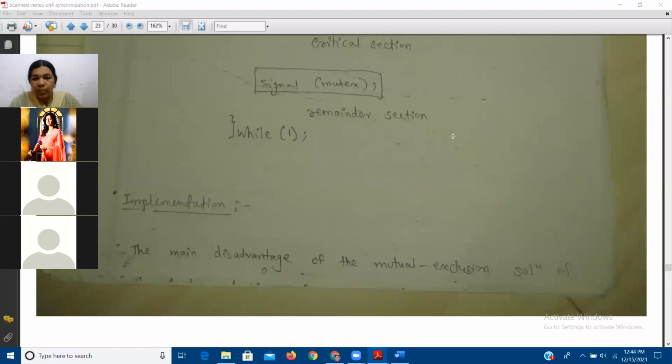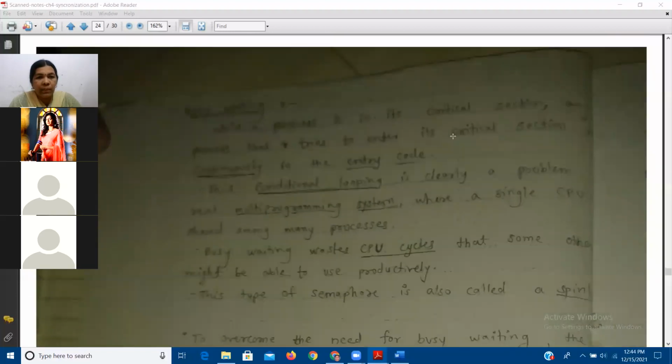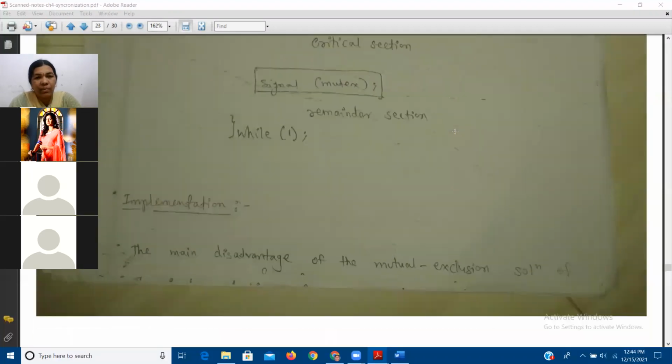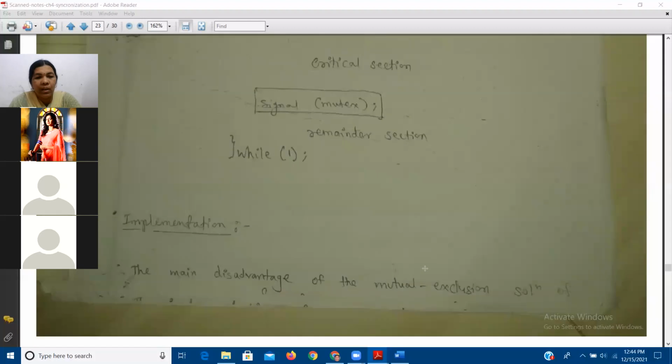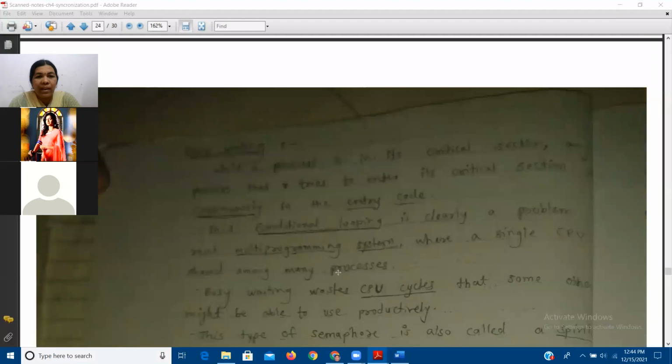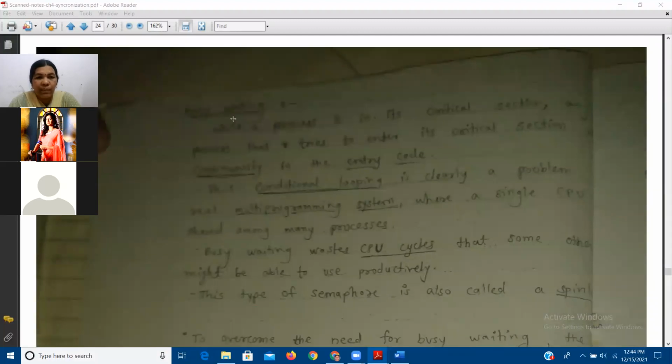Now the main disadvantage of the mutual exclusion solution. Though we are using wait and signal operations, while implementing such operations in a multiple process solution to achieve the first requirement, mutual exclusion, we may face the problem of busy waiting. That is, while a process is in its critical section, any other process that tries to enter its critical section will loop continuously in the entry code.